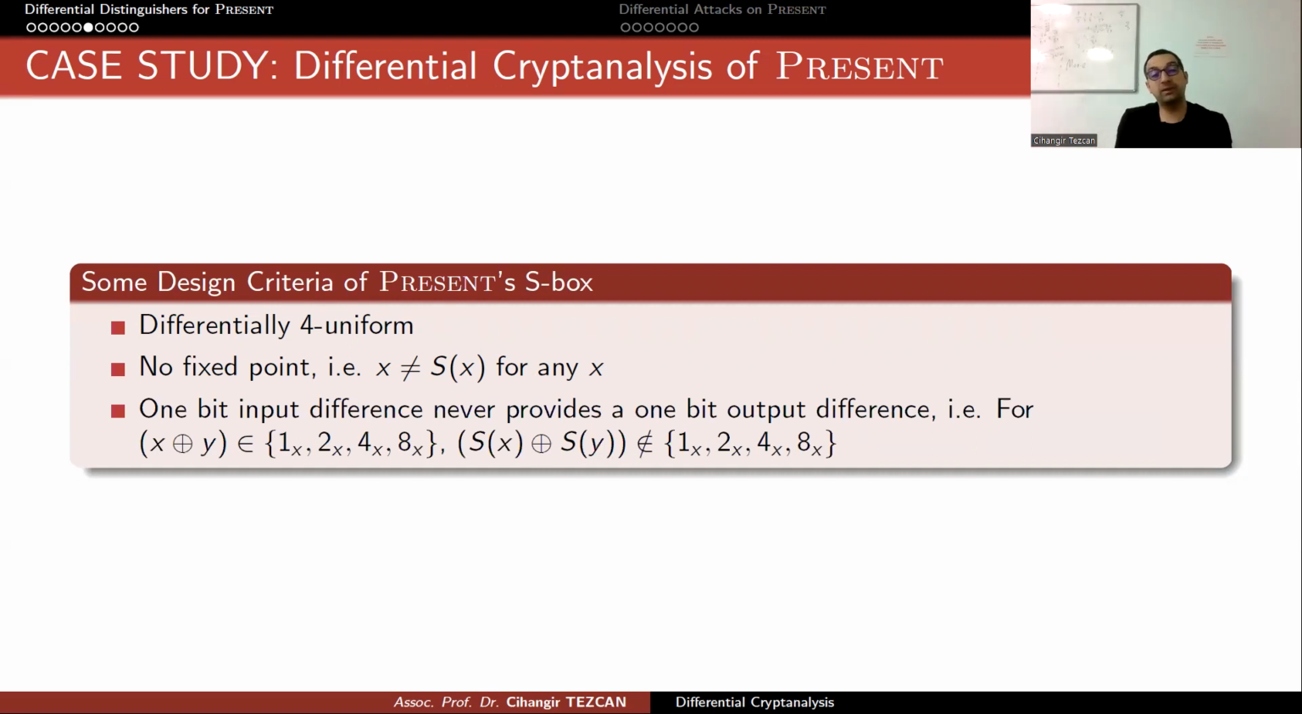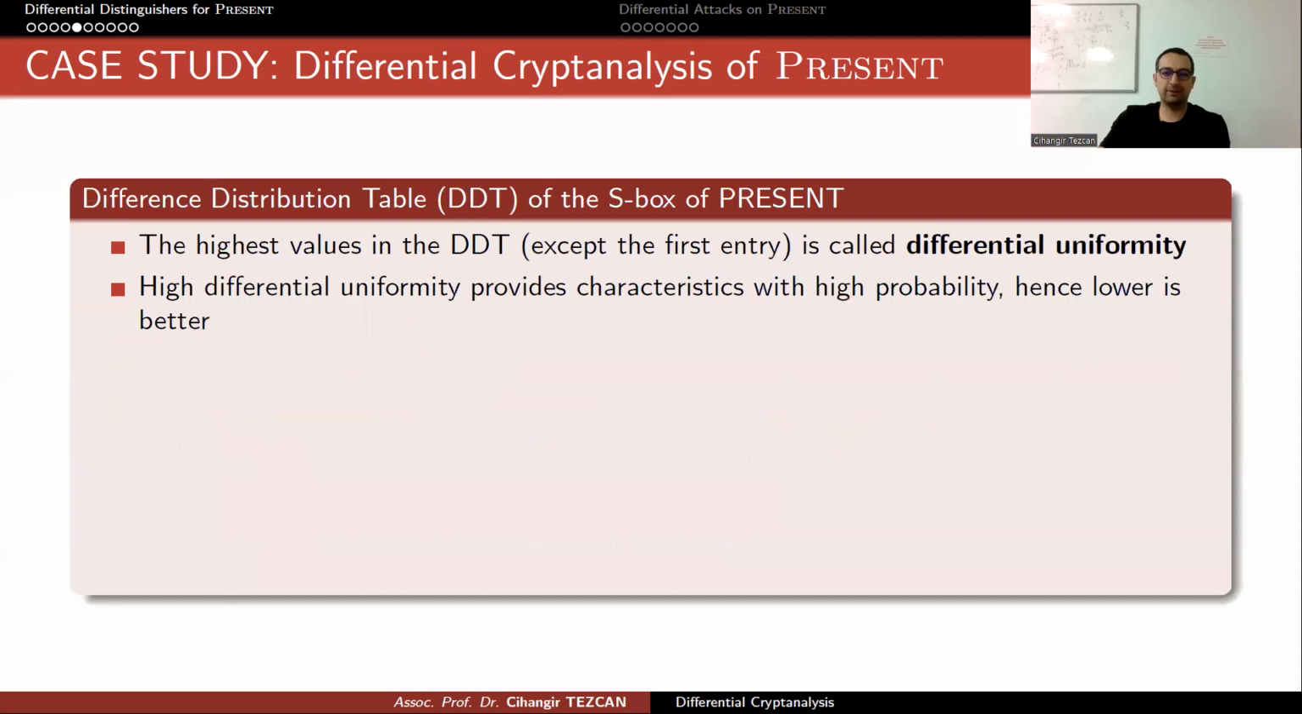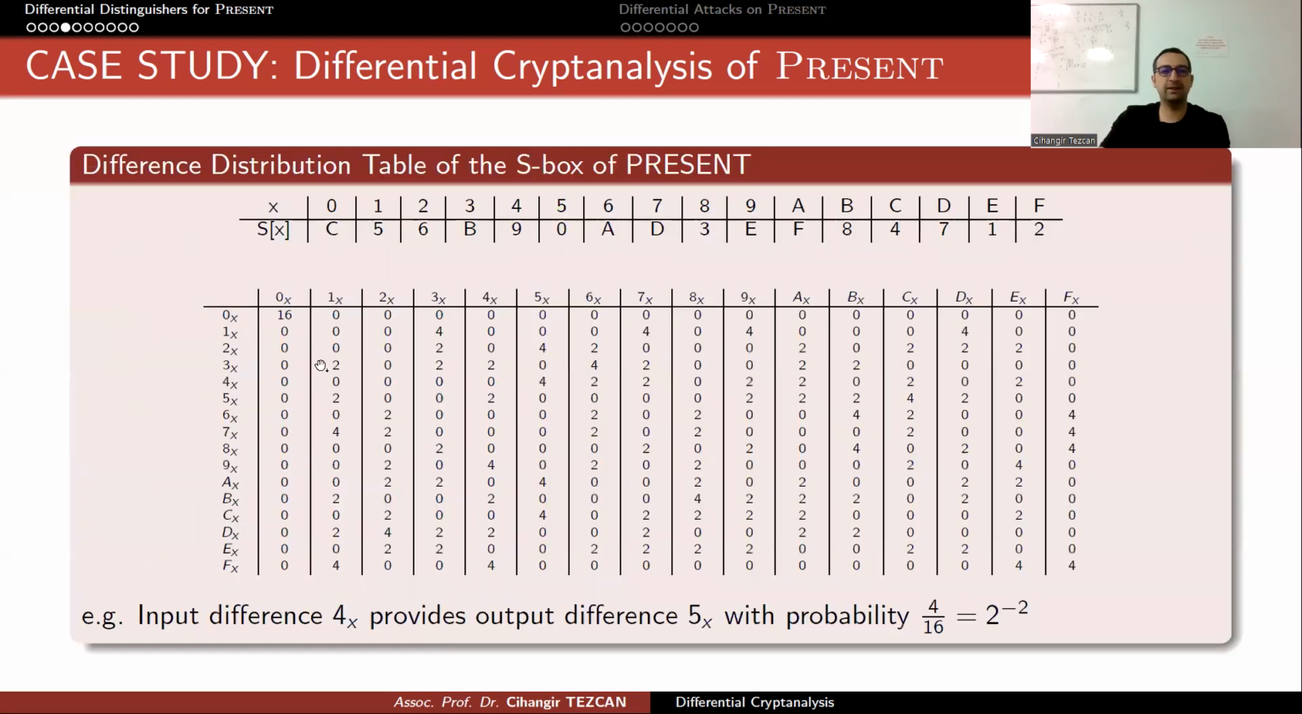1-bit input difference never provides a 1-bit output difference. So for XY, where the XOR is 1, 2, 4, or 8, you never observe an output difference that is 1, 2, 4, or 8. This is important, and let me show you how you can see it from the DDT table. If you look at the first row, 1 doesn't provide 1, 2, 4, or 8. So this is why you observe zeros here. Same thing applies for 2, 4, or 8.